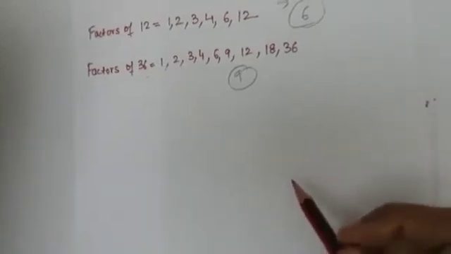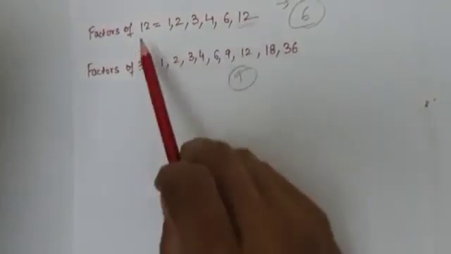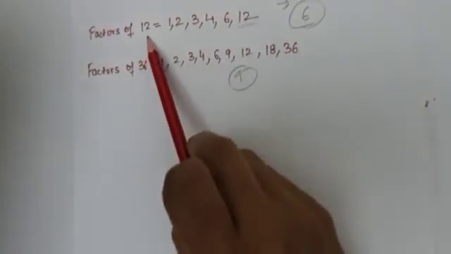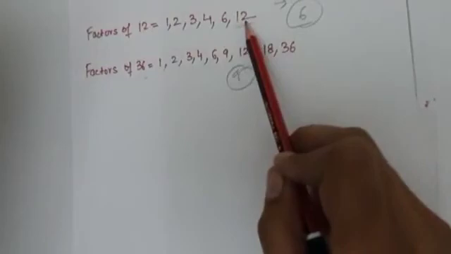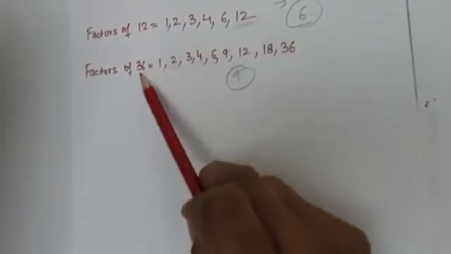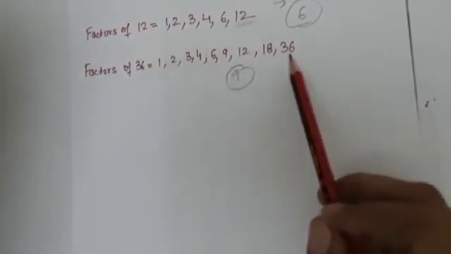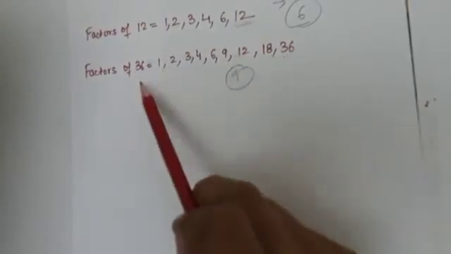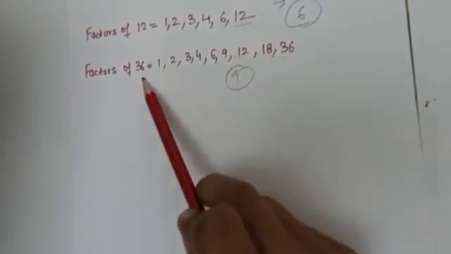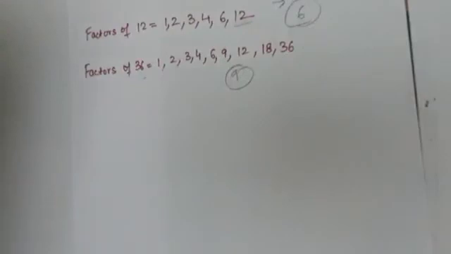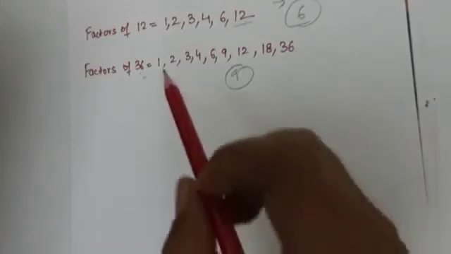Next, every number is a factor of itself. See, I am finding the factors of 12, so 12 is coming as a factor. I am finding the factors of 36, so 36 is also its factor. It means we can say that every number is a factor of itself. Clear, children? Okay.